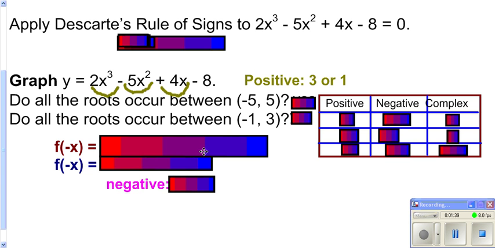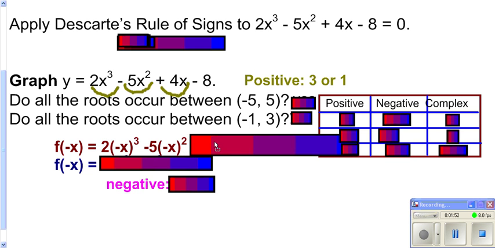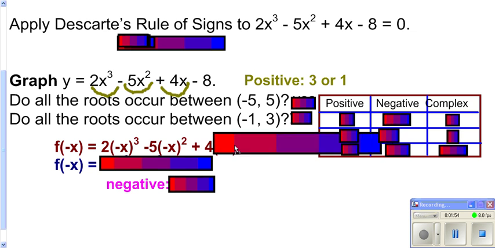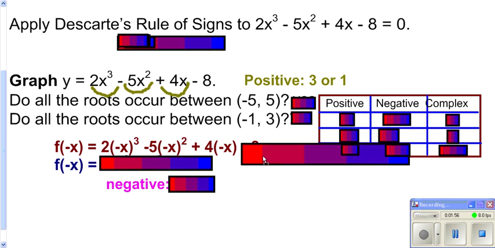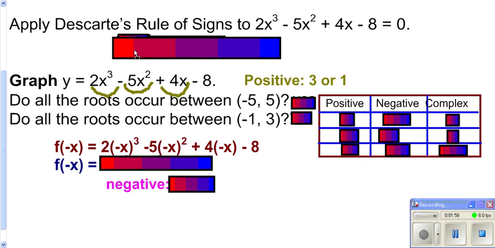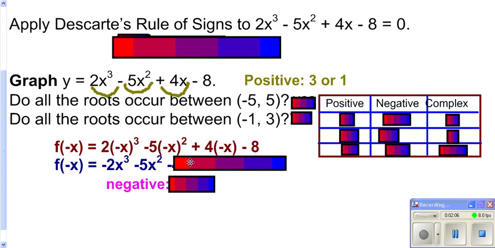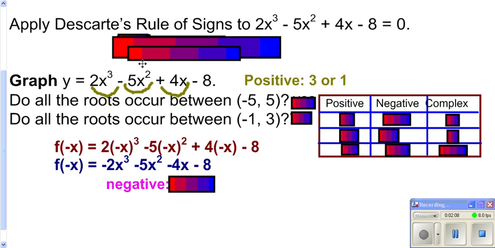So we have to find our negative ones. We put in a negative x for each one of these: negative x all cubed times 2, negative 5 times negative x squared, 4 times negative x, and negative 8. Then you have to simplify. Remember, a negative to an odd power changes your sign, and a negative to an even power does not change your sign. And so then you count your sign changes.